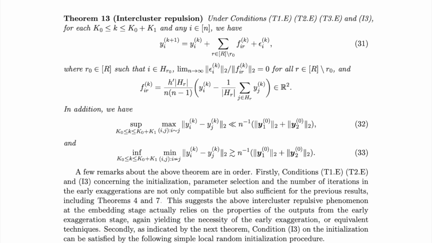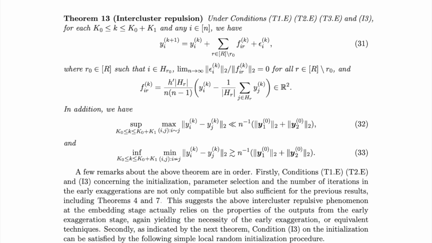A few remarks about the above theorem are in order. Firstly, conditions T1E, T2E, and I3, concerning the initialization, parameter selection, and the number of iterations in the early exaggeration stage, are not only compatible but also sufficient for the previous results, including Theorems 4 and 7. This suggests the above intercluster repulsive phenomenon at the embedding stage actually relies on the properties of the outputs from the early exaggeration stage, again yielding the necessity of the early exaggeration, or equivalent techniques.